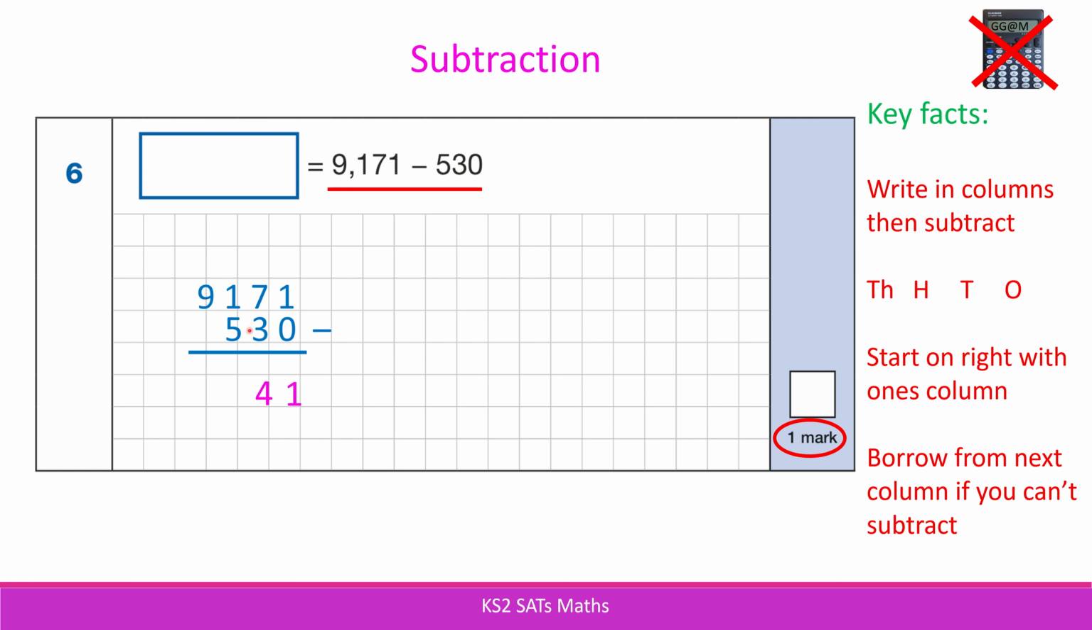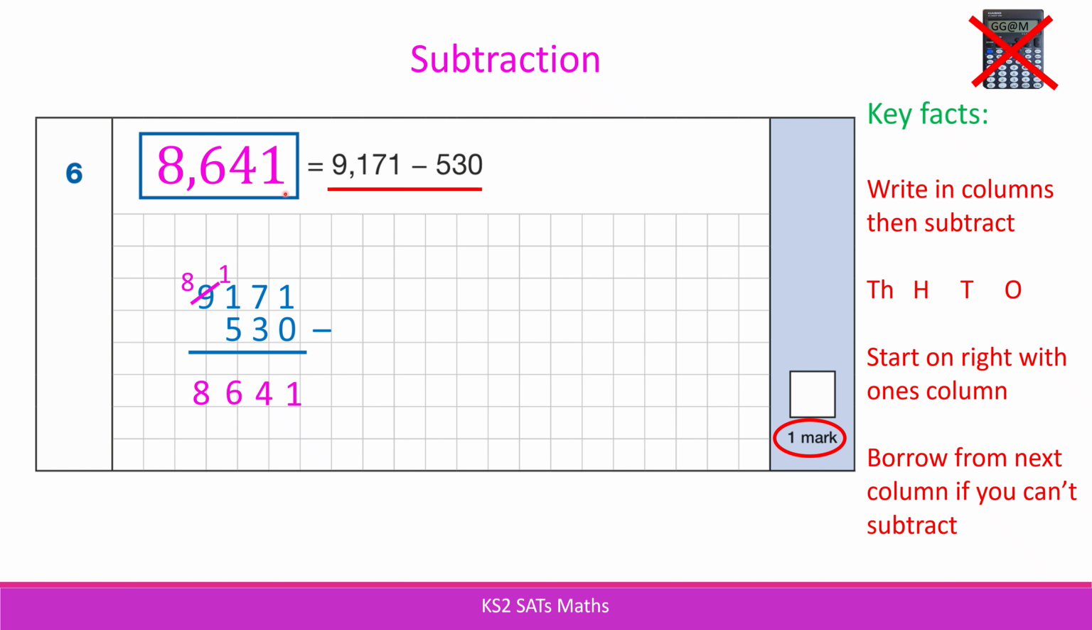Next we've got 1 take away 5. Now you cannot do 1 take away 5 because 5 is bigger than the 1. So you would go into negative numbers. To deal with that, we have to borrow from this 9. So this 9 is a 9,000, but we're going to borrow from there, take 1 ten away from that 9,000 to make it an 8. And then the 10 comes into this column here to make it 11. So I've got 11 take away 5, which is 6. And I've got 8 take away 0 is 8. So your answer is 8,641.